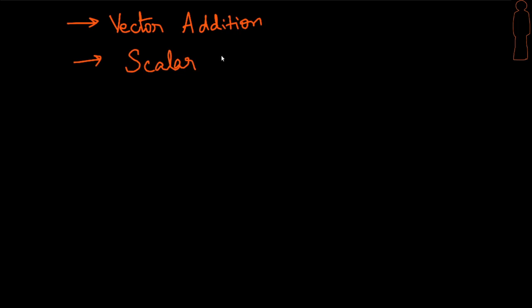Let us quickly review what we had seen in the last session. We had looked at two specific operations. One was called vector addition, and we also looked at scalar multiplication. Remember that we used these two operations in order to define what is called a linear combination.